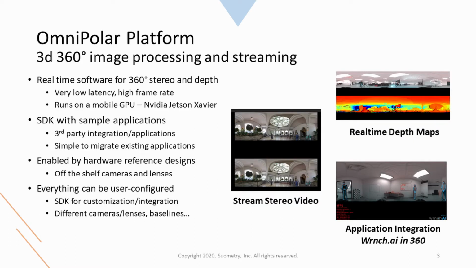So, what is the omnipolar platform? It's a software platform that is geared towards real-time processing of 360-degree material. The SDK provides simple functions to stitch 360-degree stereoscopic video from as little as 3 cameras. Using a fourth camera, it can provide a panoramic mono feed that comes with a live depth map.